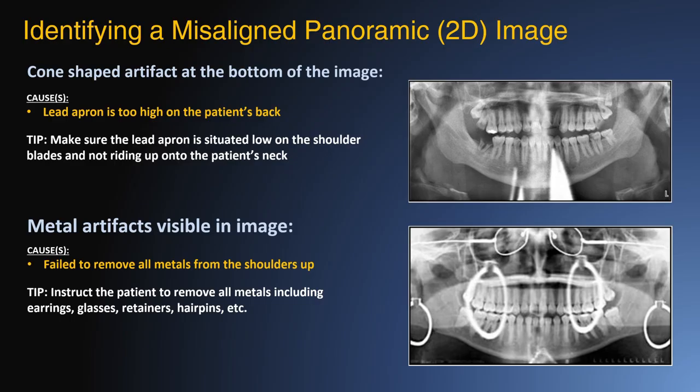Metal artifacts visible on an image. What causes this? Failure to remove all metals from the shoulder upward. To fix this issue, always instruct your patient to remove all metals, including their earrings, glasses, retainers, and hairpins.